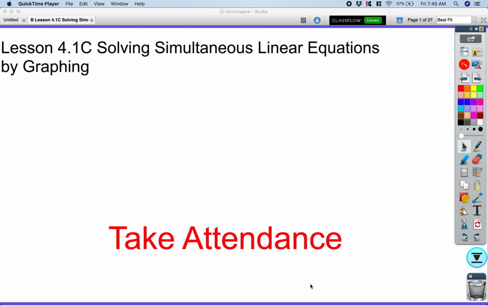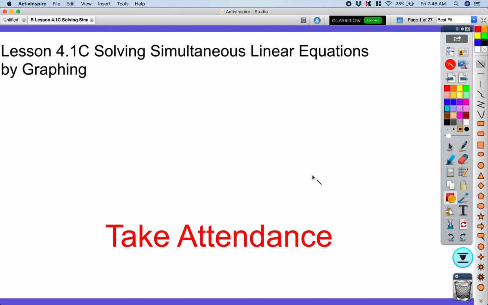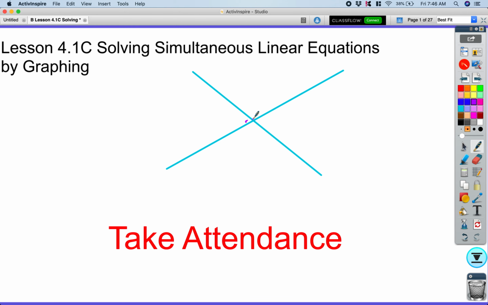We are going to be looking at Lesson 4.1c, Solving Simultaneous Linear Equations by Graphing. Just as a reminder, guys, we're going to be looking at this idea of systems. What systems are is a solution where two lines intersect. If you have one line here and a second line here, the whole point of this is to figure out where these two lines intersect right here. Okay, so let's go over how we would do that.